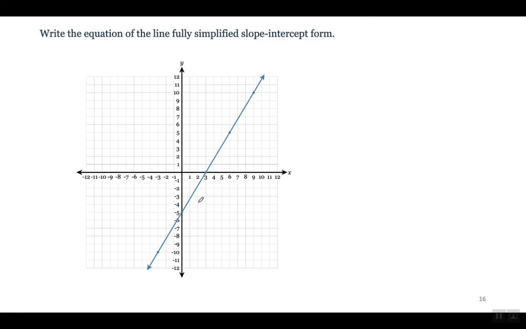All right, next one. My y-intercept is negative 5. My line is going up from left to right, so the slope is positive. And let me use these 2 points. Okay, the rise is going to be 5. And the run is 3.